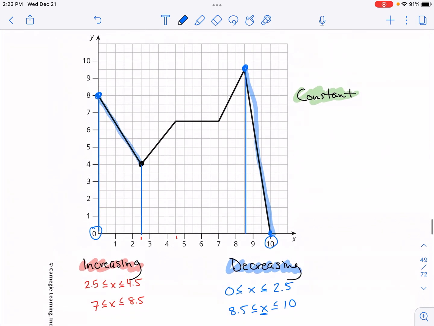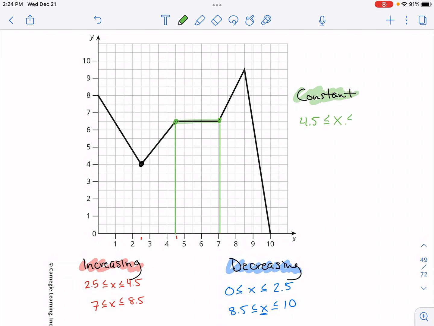Okay, so we almost have everything accounted for, but we do have to do the green portion, which is constant. And there's only one constant part. I'll put this in green. That is this part right here. All right, so let's find those regions. This is at 4.5, and this is at 7. So from 4.5 to 7, we can think about this in terms of time. Maybe 4.5 hours to 7 hours, where we're not going anywhere. We're just staying in the same place. So that is 4.5 less than or equal to x, and that's less than or equal to 7.